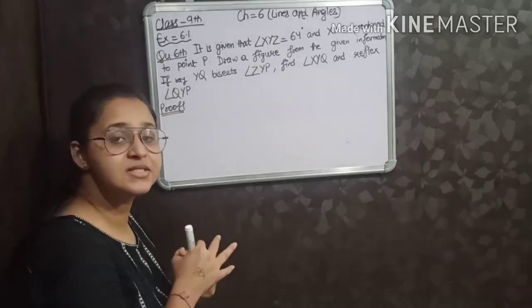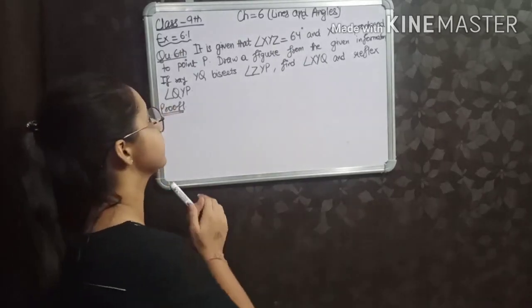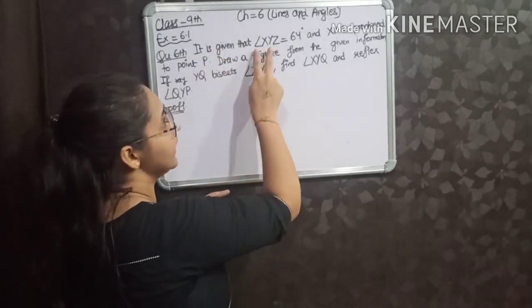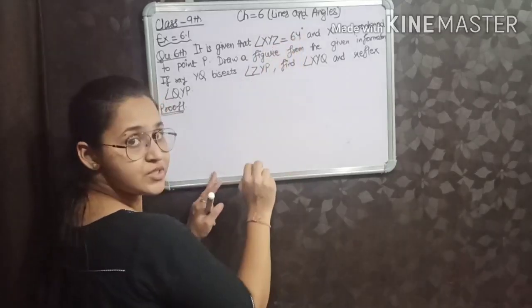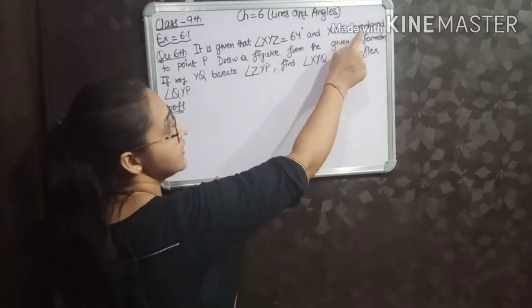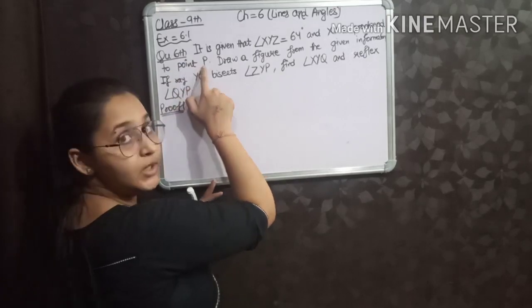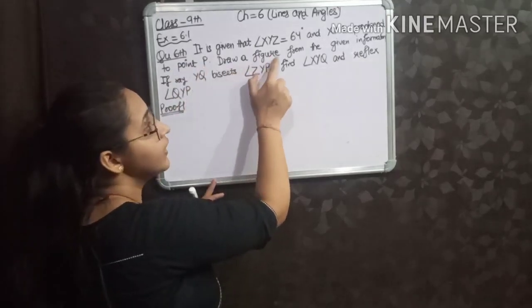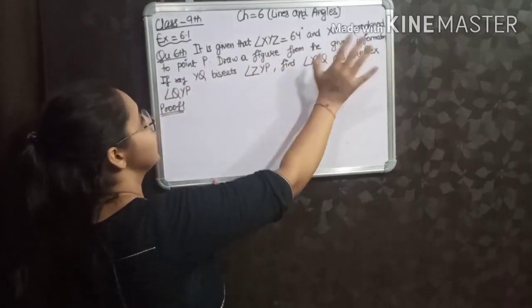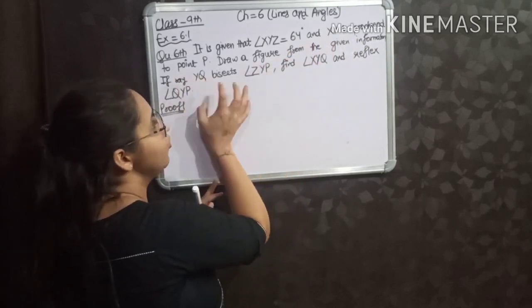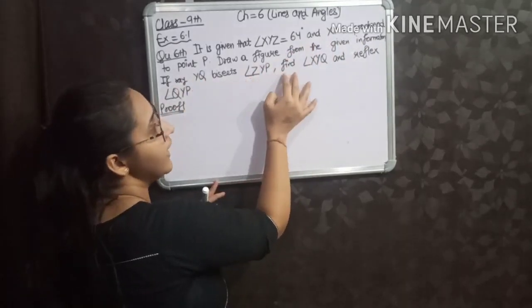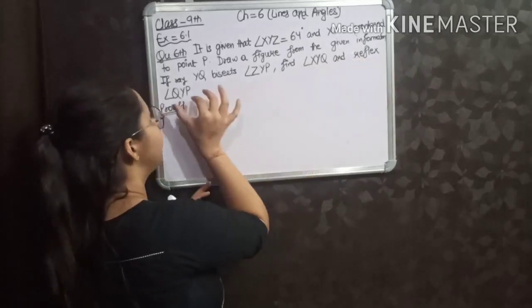Question 6 of exercise 6.1. It is given that angle XYZ is equal to 64 degrees. XY is produced to a point P. Draw a figure from the given information, and if ray YQ bisects angle ZYP, find angle XYQ and reflex angle QYP.